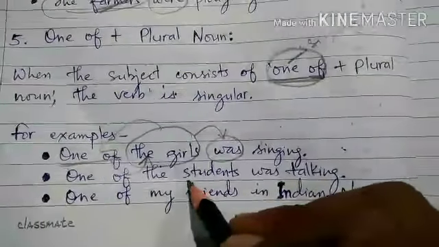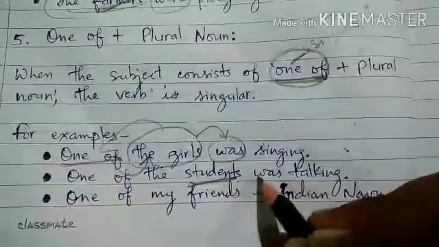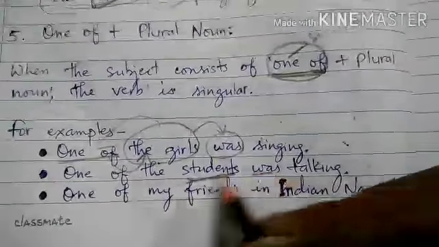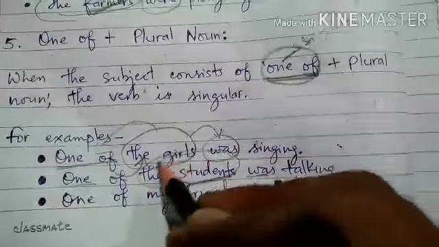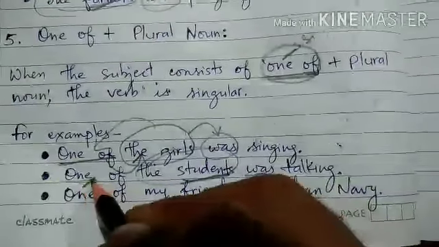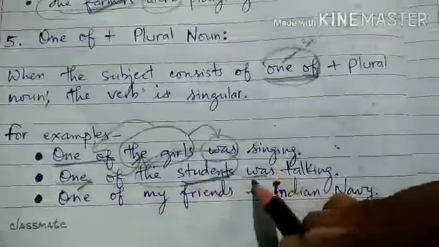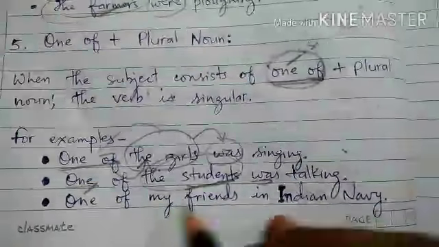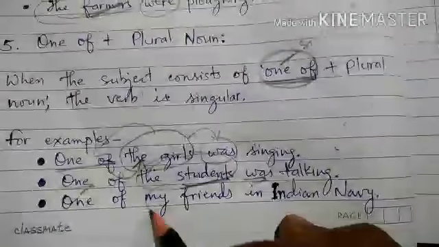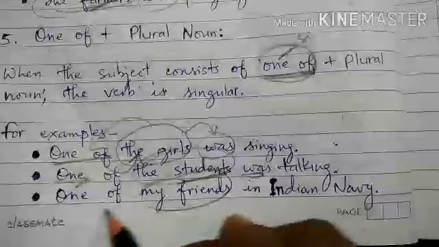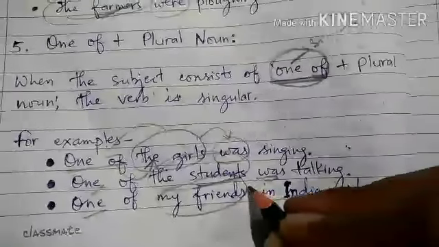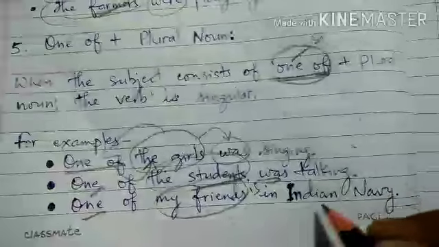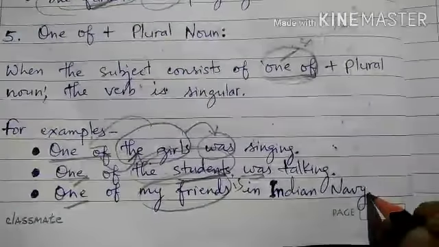यहाँ पर हमें ये नहीं देखना है कि students noun plural है तो हमें verb plural लगाना है. Why? Because we have used one. So there are so many students, but amongst them we are talking about one. So singular है तो singular verb use होगा. Like one of my friends, मेरा friends बहुत सारा है तो उनमें से एक friend के बारे में हम बात कर रहे हैं तो one. So is. One of my friends is in Indian Navy. Understood, students?